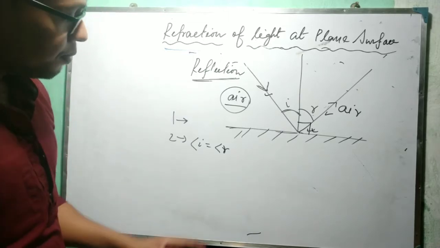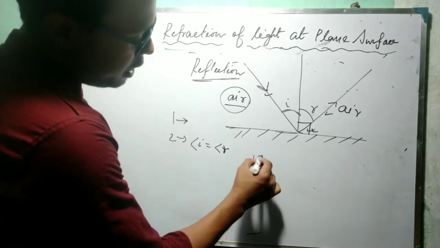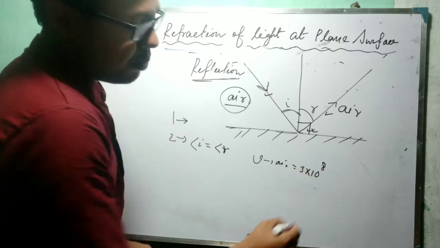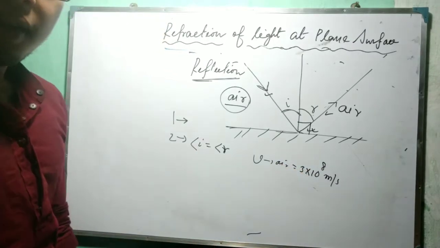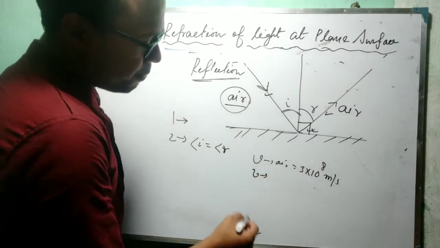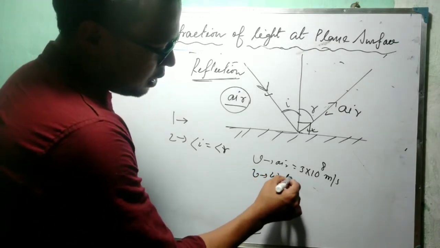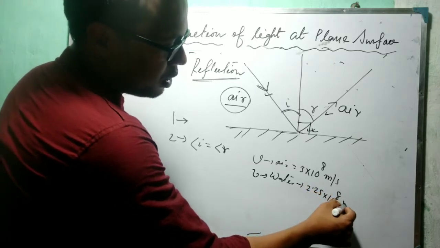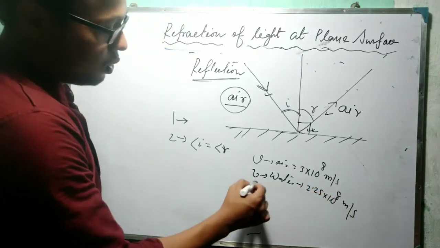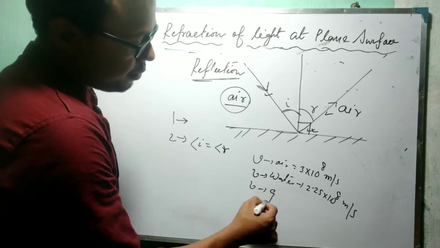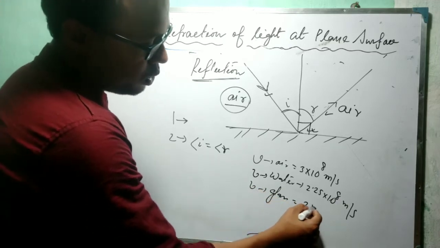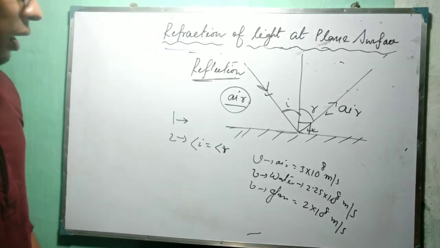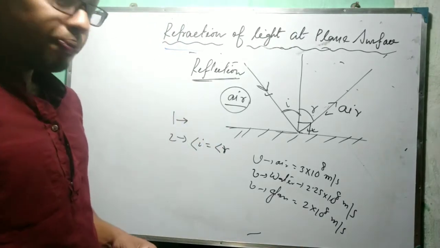And one thing, the speed of light in air, V in air, equals 3 into 10 to the power 8 meter per second, and the speed of light in water is 2.25 into 10 to the power 8 meter per second, and V for glass will be 2 into 10 to the power 8 meter per second. Up to this you have learned.